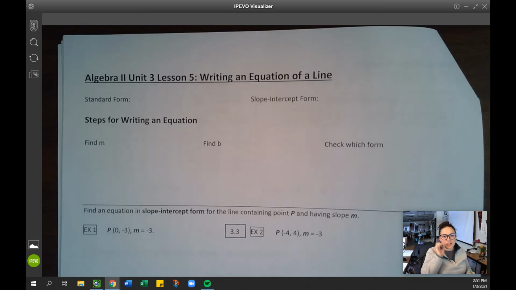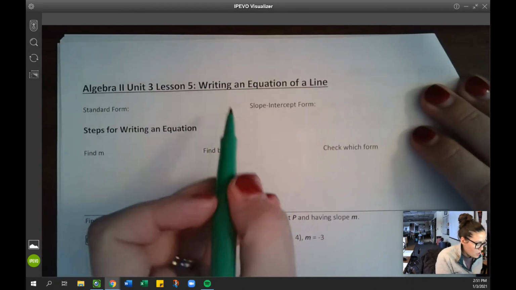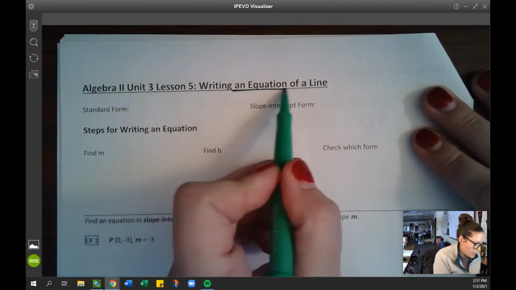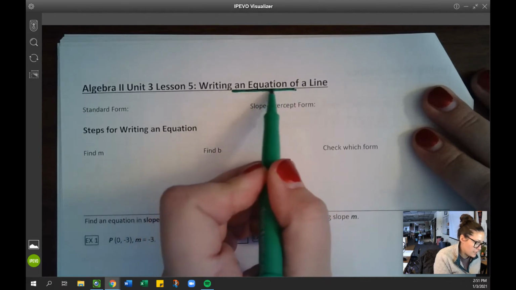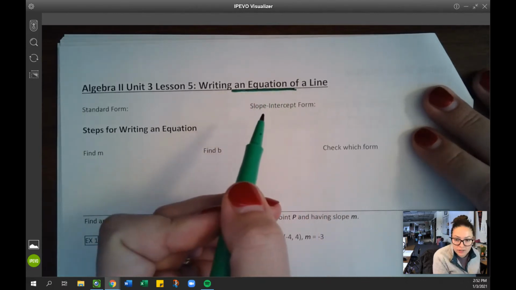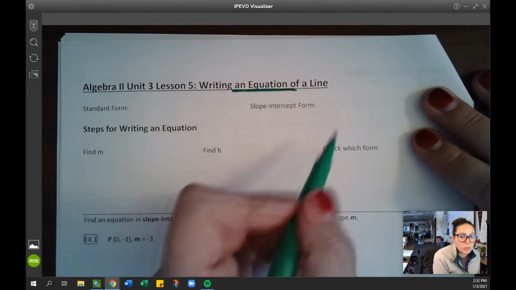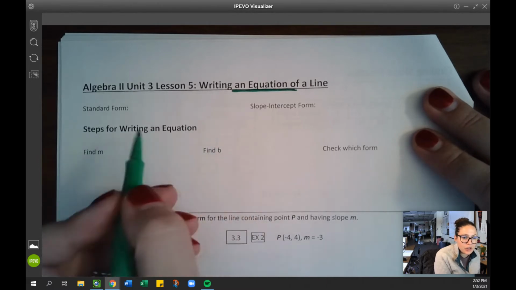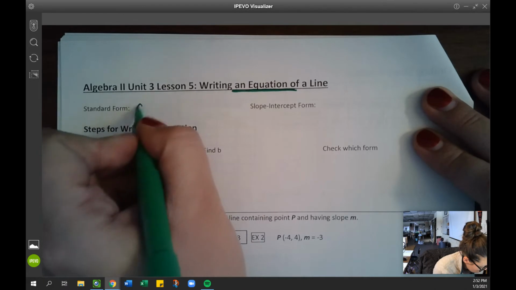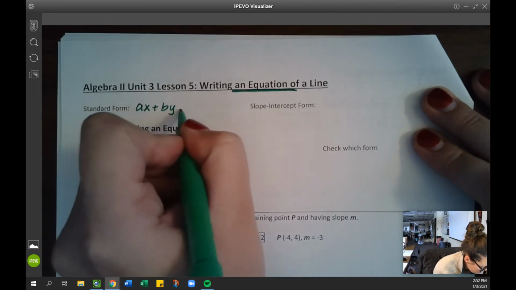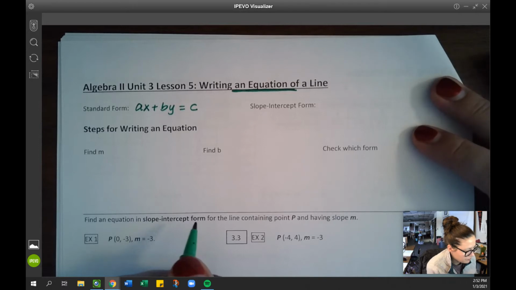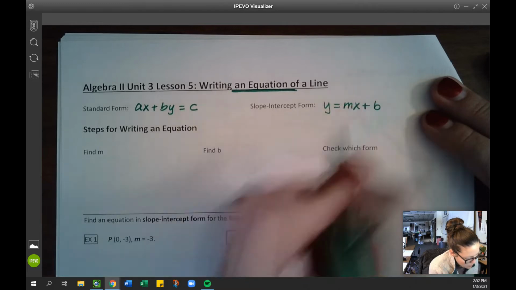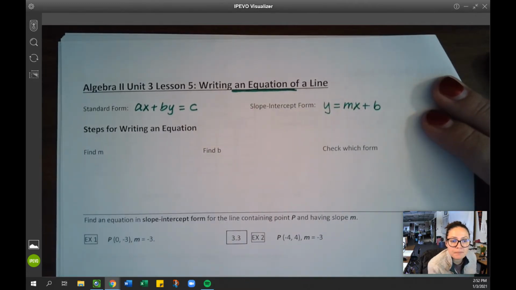All right, we are going to get started with lesson 5, where you have to be able to write the equation of a line. So in our previous lesson, we talked about finding the slope of a line, and now you're going to have to take it one step further and write the equation of the line. And you're either going to have to write the equation in standard form, which remember is ax plus by equals c, or in slope-intercept form, which is y equals mx plus b.